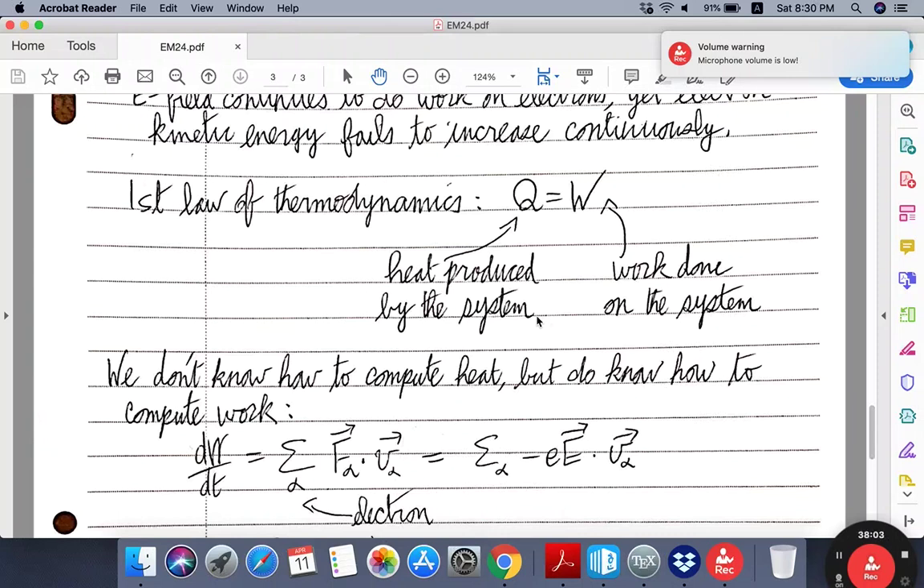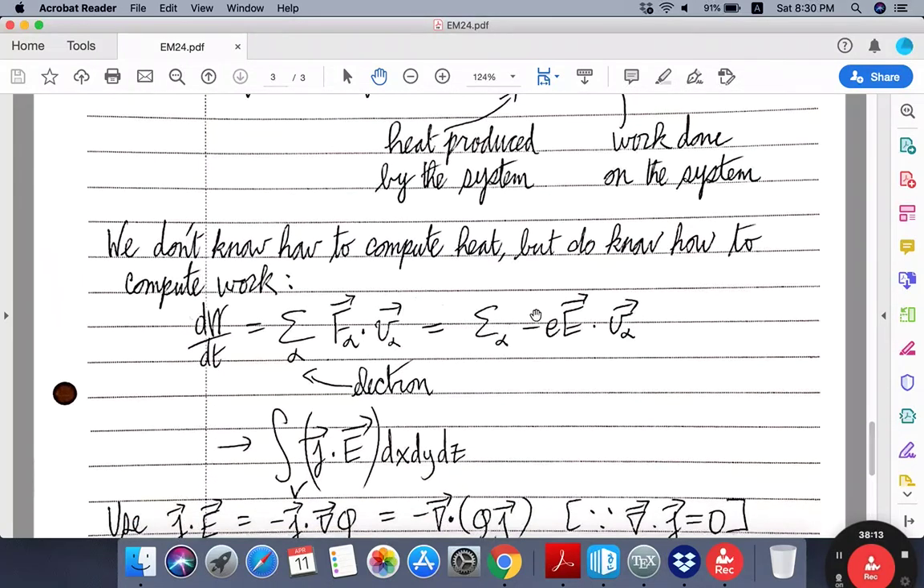Well, using that principle of thermodynamics, we can actually calculate how much heat is being generated by the wire as it transports electrons across its body. We don't know how to compute the heat directly, but we do know how to compute the work being done on the carriers, because that's a mechanical piece of calculation.